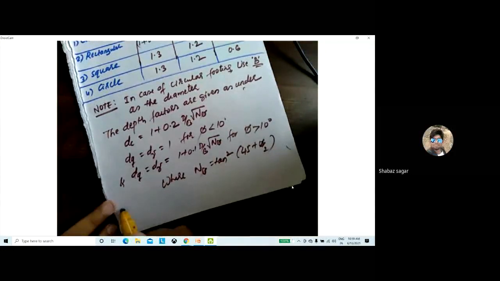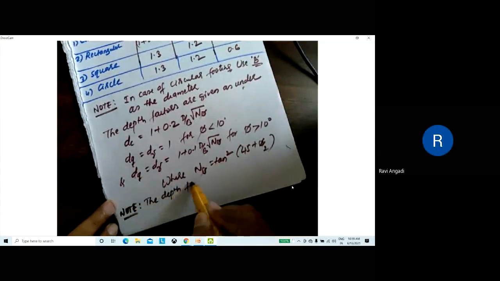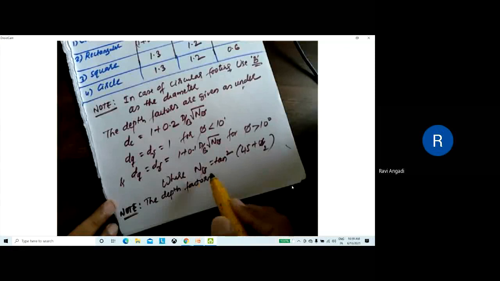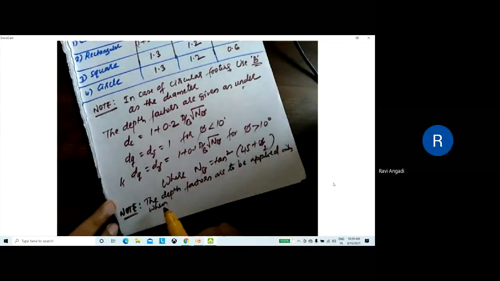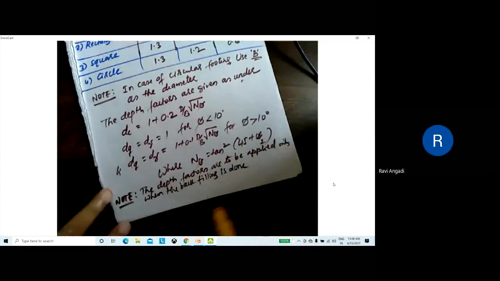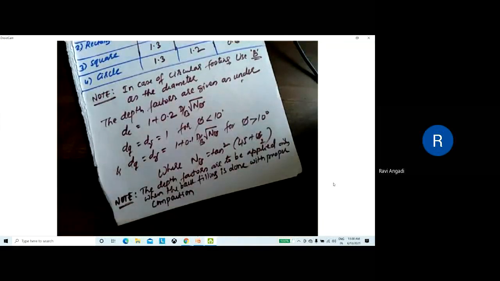Write one note here. The depth factors are to be applied only when the backfilling is done with proper compaction. So the depth factors are to be applied only when the backfilling is done with a proper compaction. Is it over? Yes, sir.